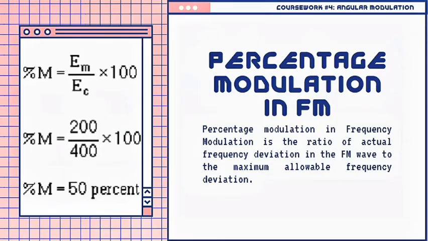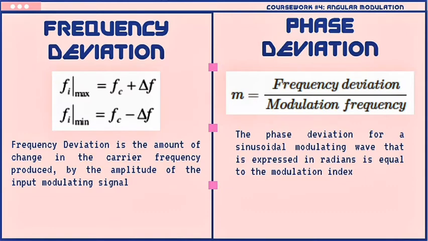Next, percentage modulation. The percentage modulation in frequency modulation is the ratio of actual frequency deviation in the FM wave to the maximum allowable frequency deviation. For reference, provided on the left is the formula and the example for the percentage modulation.